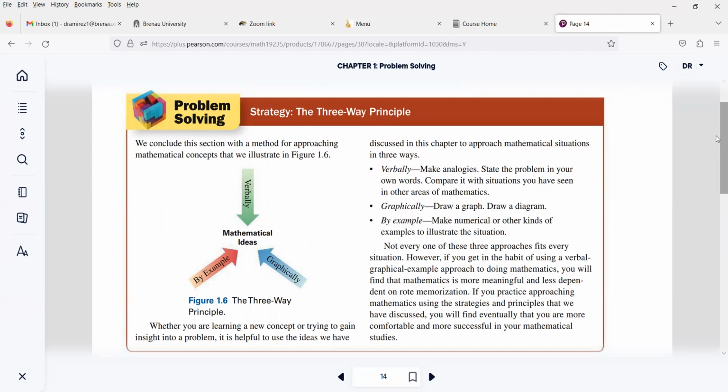Not every one of these approaches fits every situation. But if you get in the habit of using a verbal, graphical, example approach to doing mathematics, you will find that math is more meaningful and less dependent on rote memorization. If you practice approaching mathematics using the strategies and principles that we have discussed, you will find eventually that you are more comfortable and more successful in your mathematical studies.